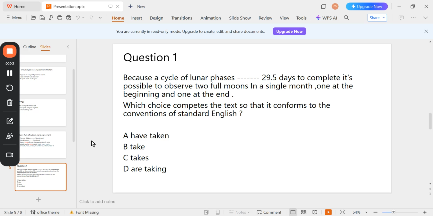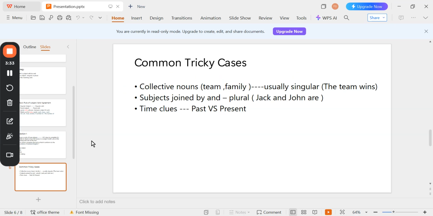Now let's look at tricky cases. For example, collective nouns like team or family usually take singular verbs. For example, the team wins. And subjects joined by "and" are plural. For example, Jack and John. Time clues matter also: is the action in the past or present? Choose the verb tense accordingly. These tricks often confuse SAT students, so always break the sentence down carefully.